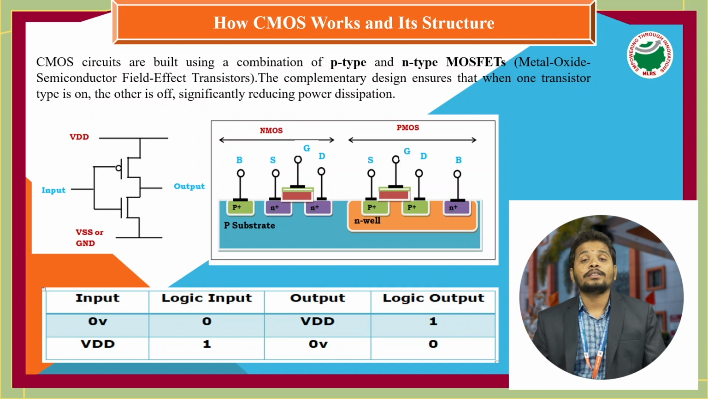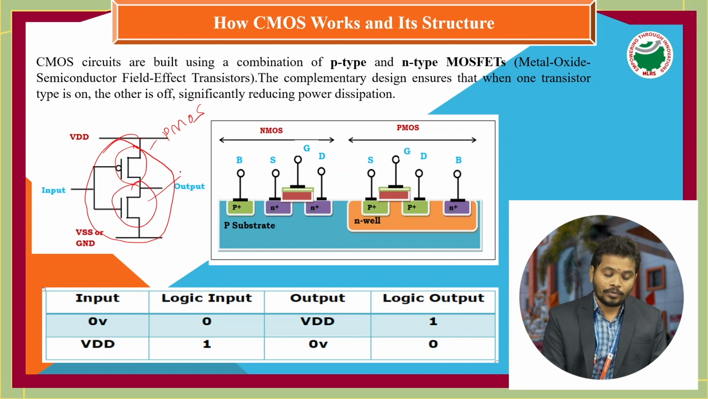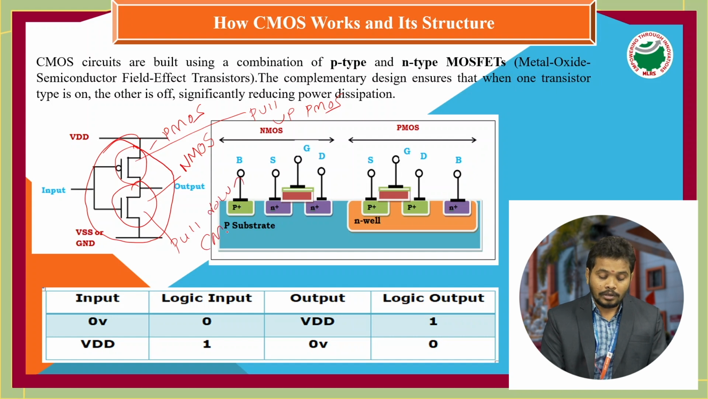And if you see here, the CMOS design means the CMOS FET having both PMOS and NMOS. The first one is the PMOS symbol, and this is the CMOS symbol. It has the combination of PMOS and the combination of NMOS. This will act as the pull up PMOS, and this will be the pull down NMOS.